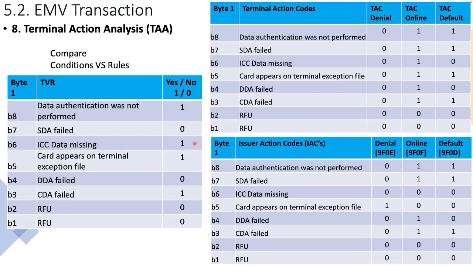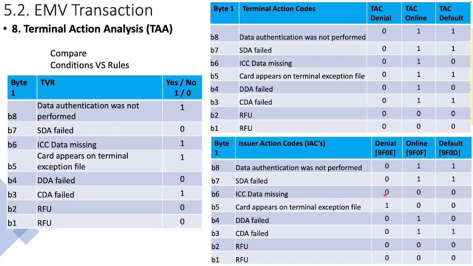But for just an example, in this transaction, let's assume that it's flagged as 1. So bit 6 says ICC data missing. Your terminal action code says don't decline the transaction, send it online. But if you can't send it online, then don't worry about it. Look at the other conditions for more effective risk management. Okay. Your issue action code says, as you can see, all 0. So it says, in the event that ICC data is missing, take no action.